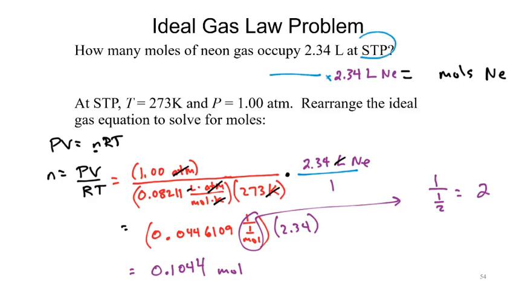And if I remember correctly, if I am at STP, liters and moles is a conversion factor that exists, and it's 22.4 liters to 1 mole. And now if I go through and do my calculation, the liters cancel and I would get moles. And the number that my calculator spits out when I decide to do it in that fashion comes out to be 0.1045, but pretty dang close to the same.